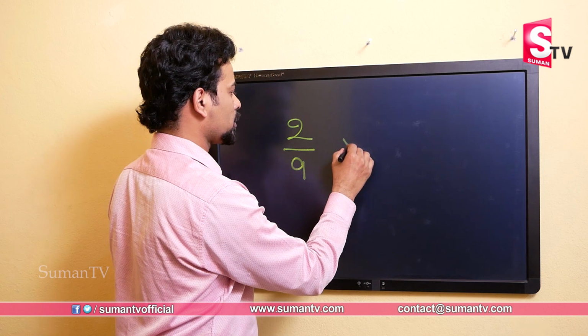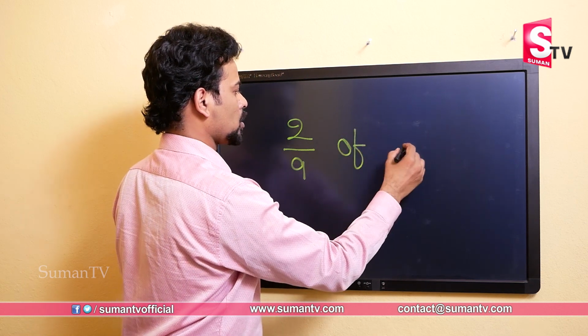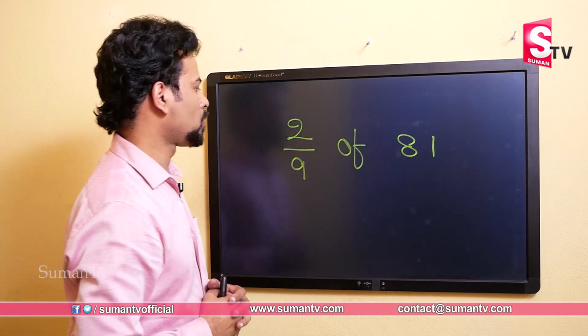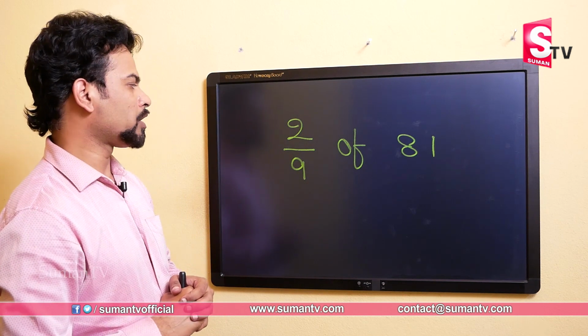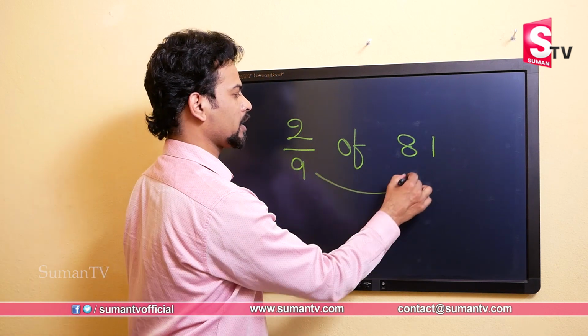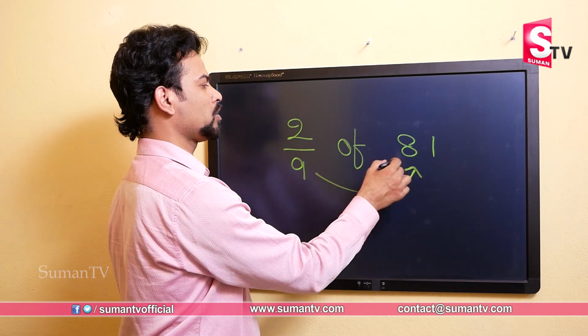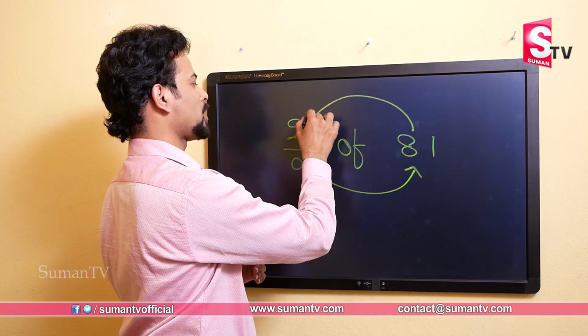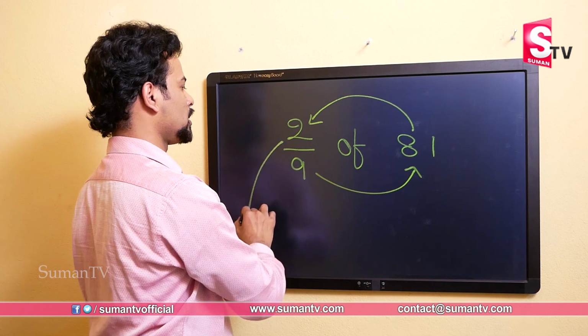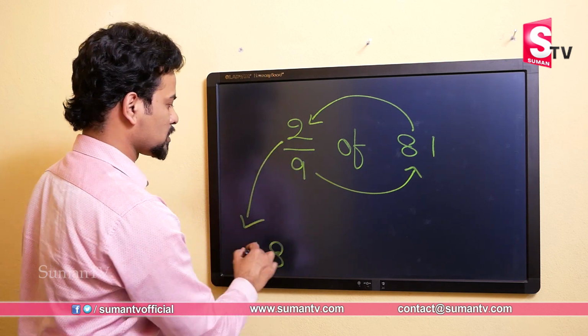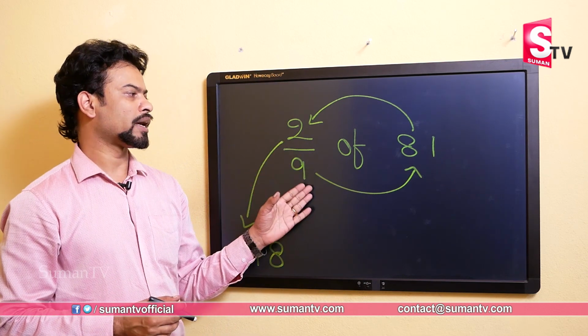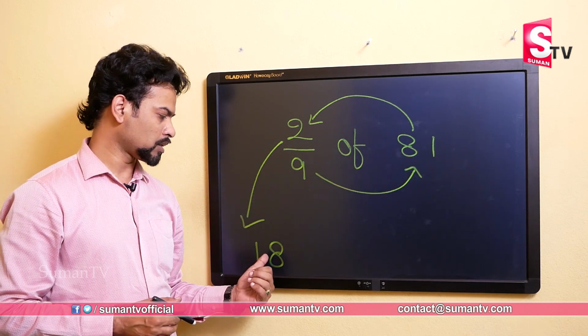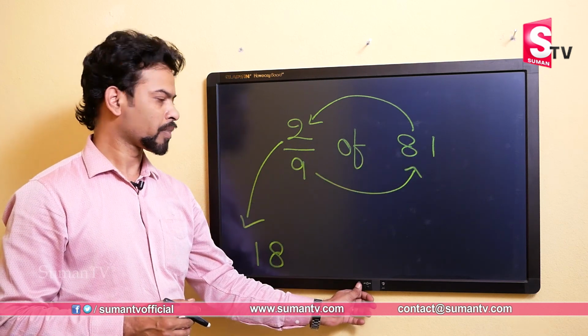2 by 9 of 81. What is the 2 by 9 of 81? So it is very easy. 9 nines are 81 and this 9 you multiply with this 2. 9 twos are 18. So we got the final answer, that is 18. So 2 by 9 of 81 is equal to 18. Hope all of you understand this topic. So let's go with one more topic of multiplication.